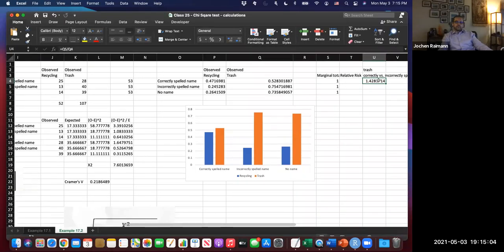Okay, good. 1.43 times the risk. All right, can you see my screen? Yes. Okay, you can see my screen, you can hear me, good. Any questions on relative risk?